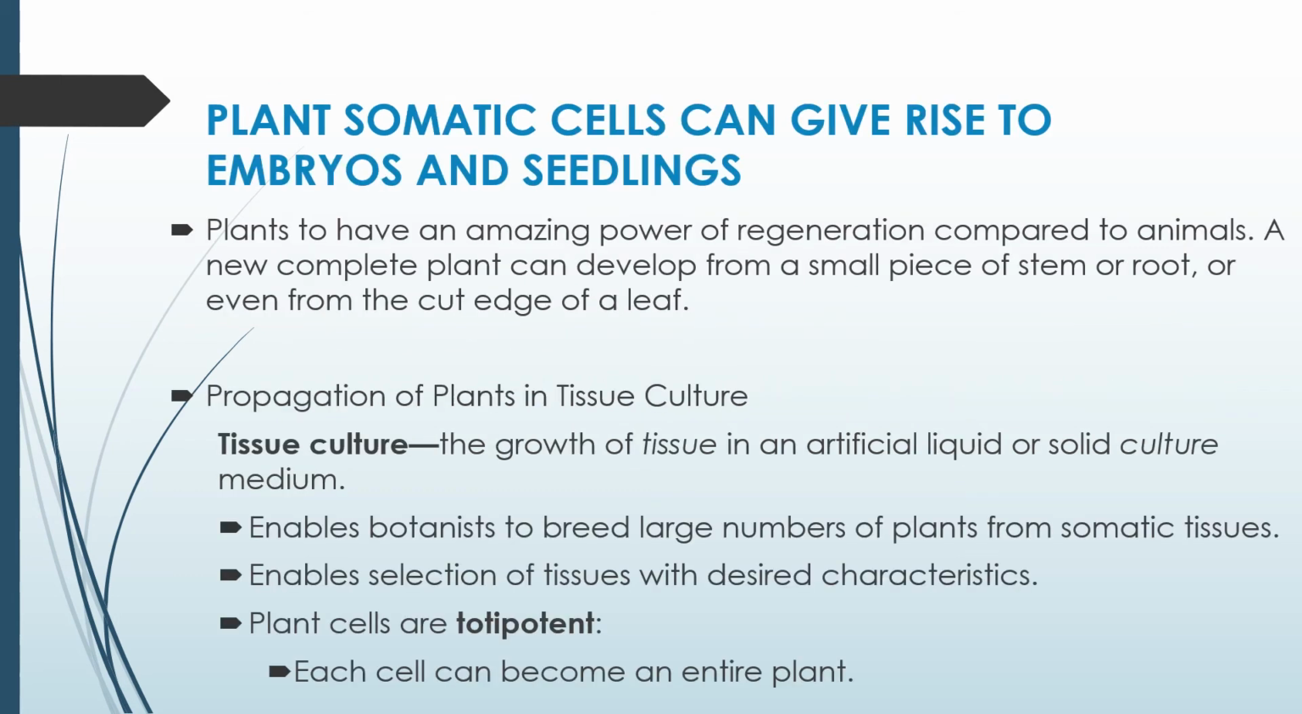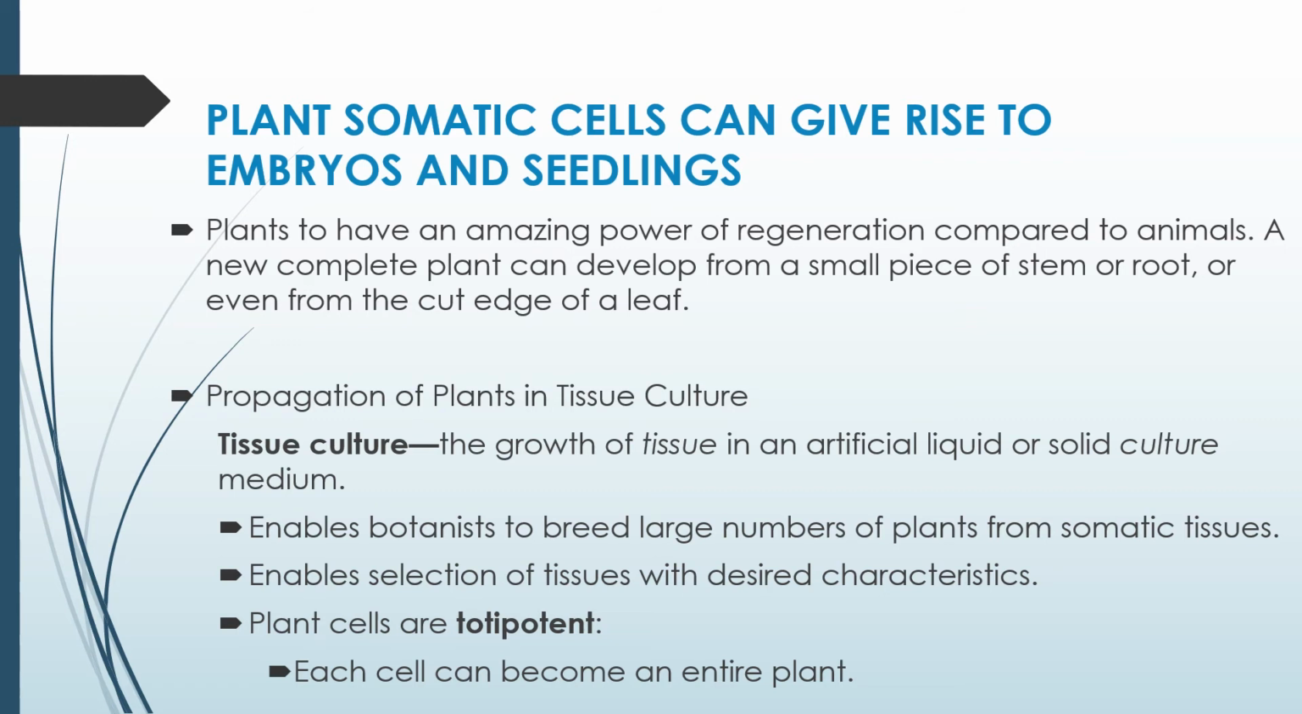So, plant somatic cells can give rise to embryos and seedlings. Plants have an amazing power of regeneration compared to animals, and a new complete plant can develop from a small piece of stem or root or even from the cut edge of a leaf. When we want to propagate plants, usually if we have a mother plant, we take a leaf or a stem, then stick it in the ground, and from there another plant would actually grow. It grows its own roots.